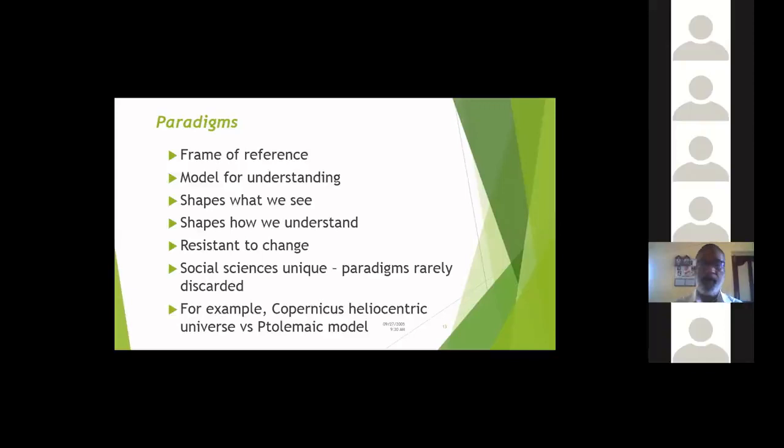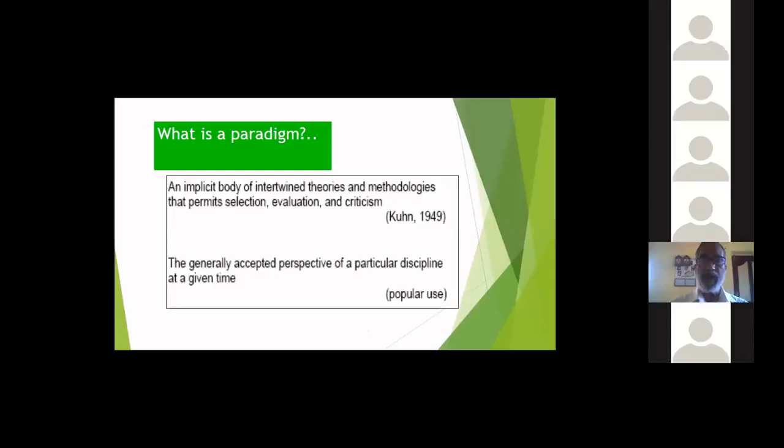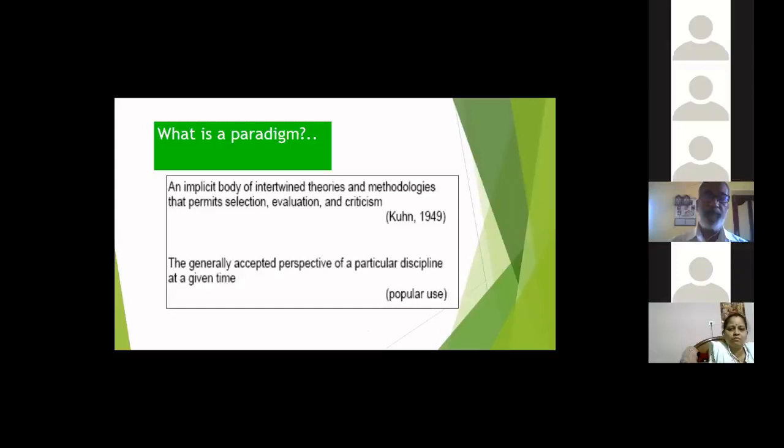Okay, so paradigms can sometimes be obstacles in your way of making better science. I think at this point, it's better to look at two definitions of a paradigm. Thomas Kuhn, writing in 1949 about the revolutionary science, or the scientific revolution, defined it as an implicit body of intertwined theories, not one, several, and methodologies, that permit selection, evaluation, and criticism. Okay? An implicit body.